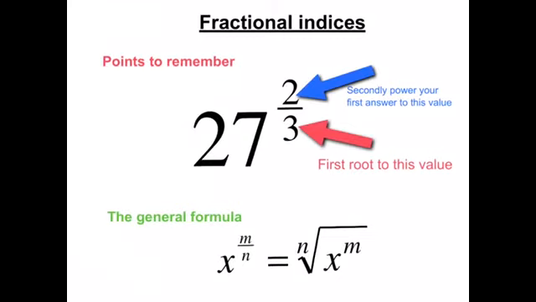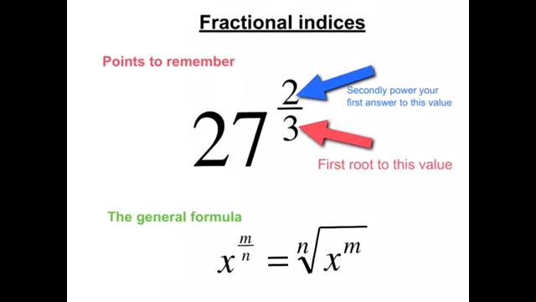Okay, so here's a recap page, points to remember. First thing you do is you look at the denominator value. If it's 2, you square root it. In this case, if it's 3, you cube root it. So first root to this value. Secondly, power your first answer to this value.